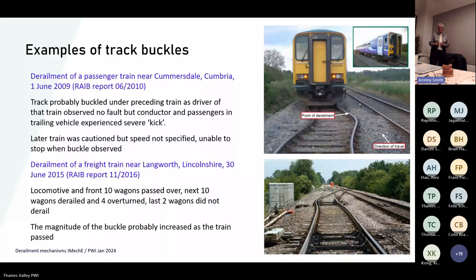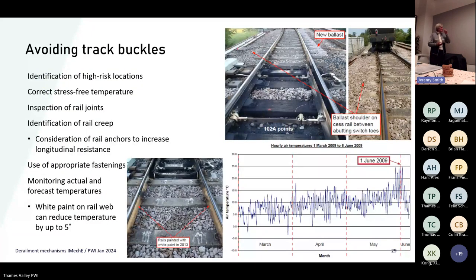That's those two. Right. What's next? I think I said most of this. Avoiding track buckles: understand what the high-risk locations are, think about stress-free temperature, think about rail joints, think about rail creep. All of these things are signs that something's not right. And rail anchors do help to increase longitudinal resistance and reduce that movement.